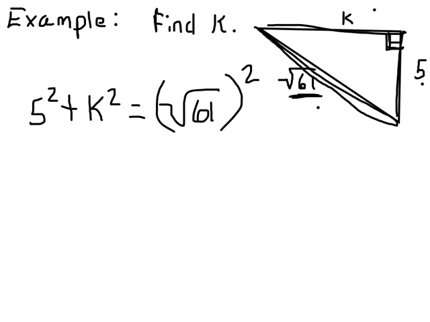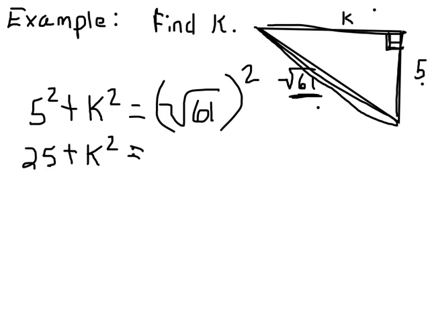Squared. So 5 squared plus K squared equals the square root of 61 squared. Alright, well, we know 5 squared is 25 plus K squared equals, sorry, need to make that a little bit more clear.